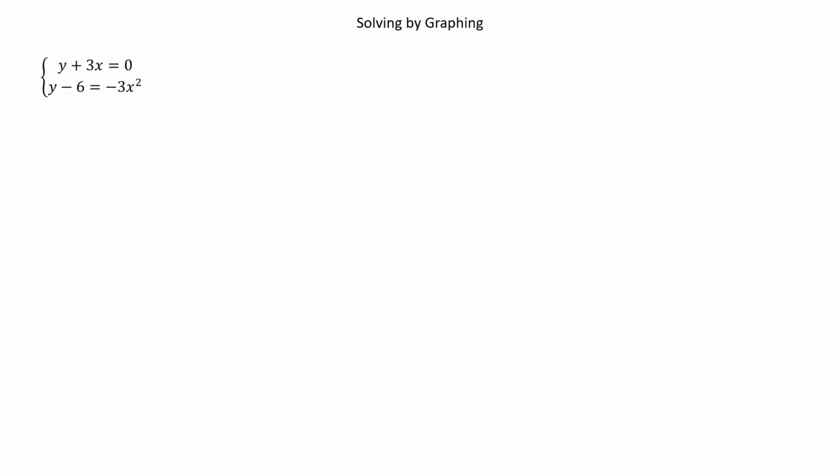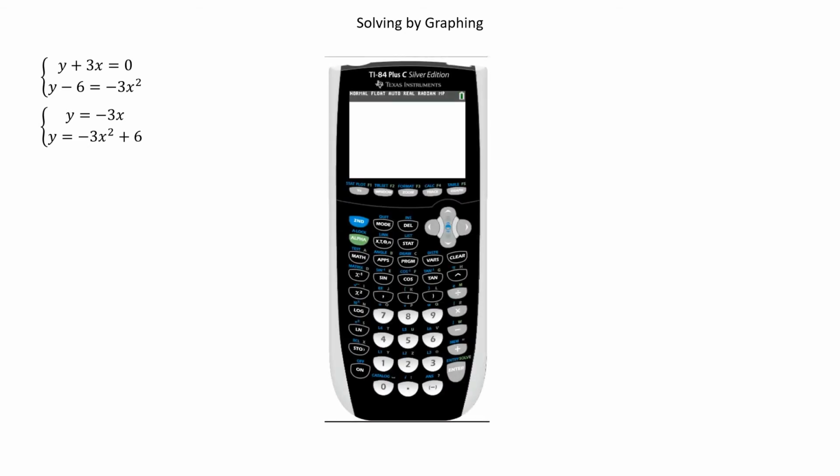So solving by graphing, we would graph, just like we would always solve by graphing. We graph it, and we see what it is. First, we have to get it into y equals form, unless you're using Desmos. Desmos, you can plug it in however you want. Then we get our graphing calculator, and we're going to enter them in. So y equals negative 3x, and we have negative 3x squared plus 6.